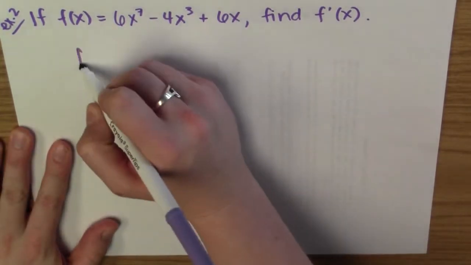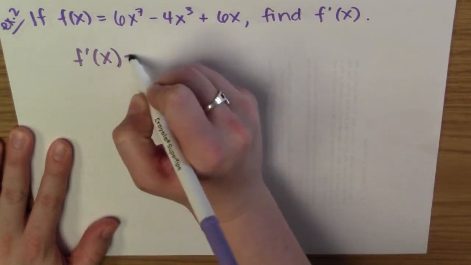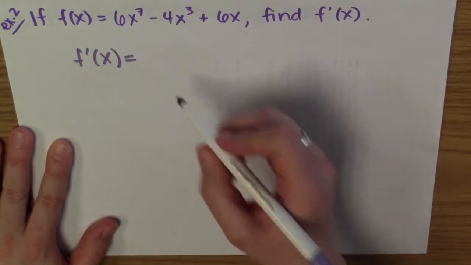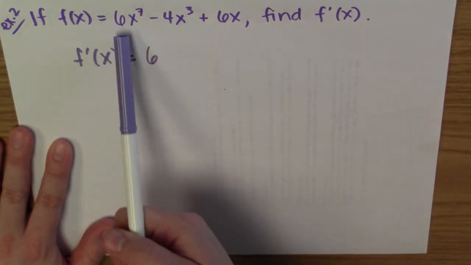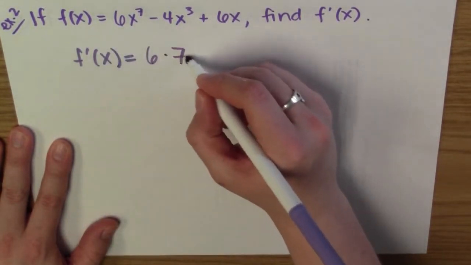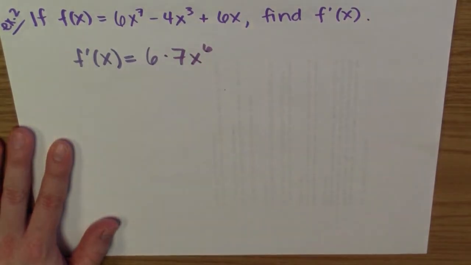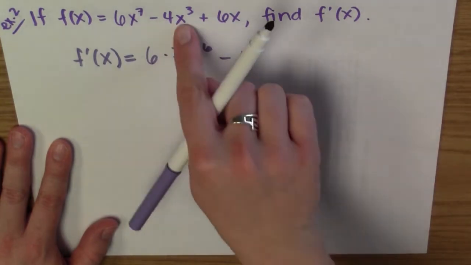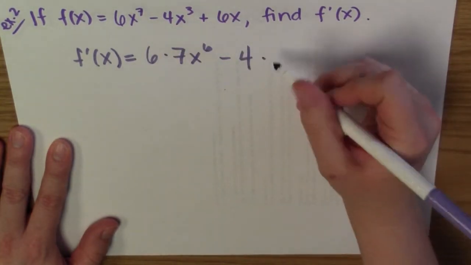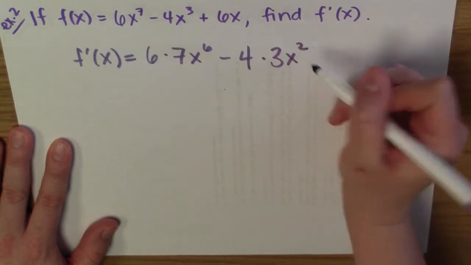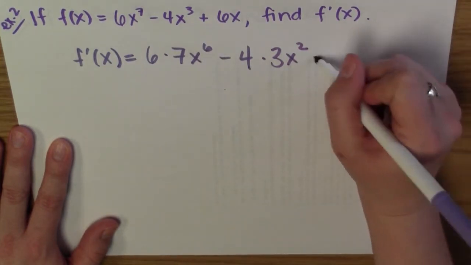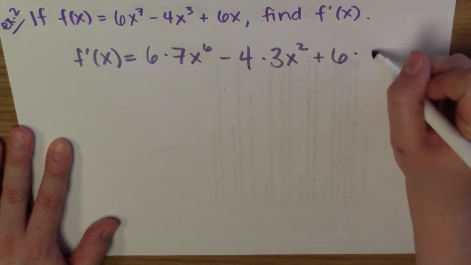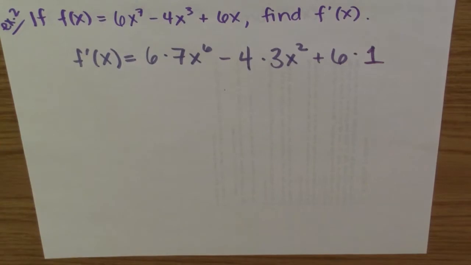So, writing this with a little bit more shorthand notation, I have f prime of x equals 6, that's the constant, times 7x to the 6th power, minus 4, that's the constant. Now I use the power rule on x to the 3rd, so times 3x squared. And then finally, plus 6 times the derivative of x, which is just 1.